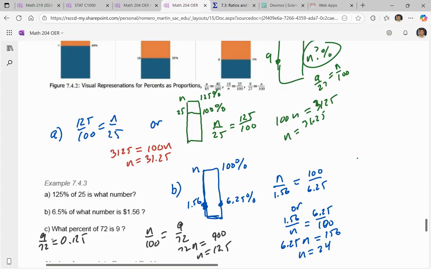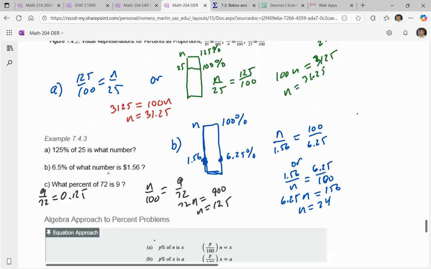How about B? 6.25% of what number is $1.56? So I'm looking for, where's my B? Oh, right here. I have 6.25%, here's 100%. 1.56 goes with the 6.25%, of what number? That's what I'm looking for. And then you set it up, and you can see you're going to get n equals 24.